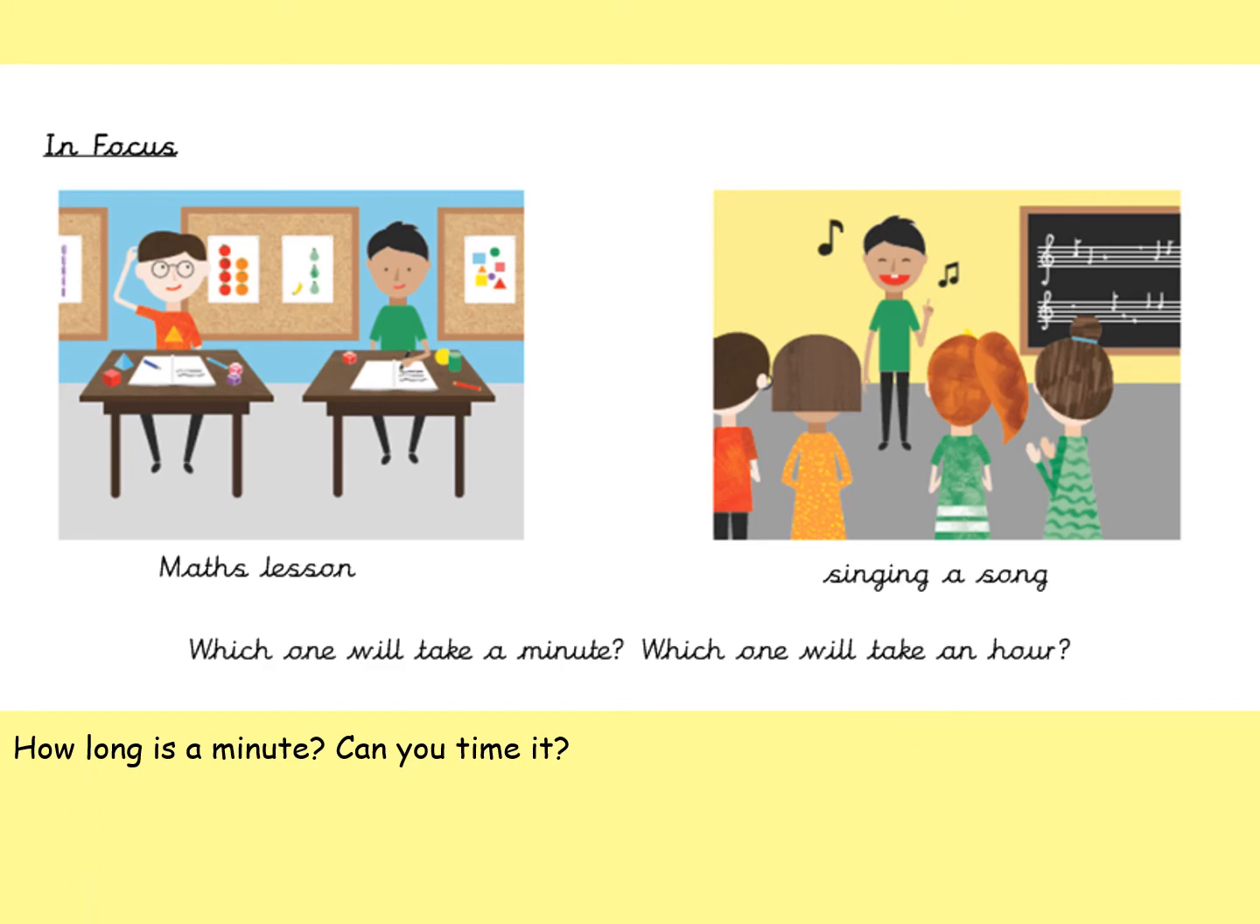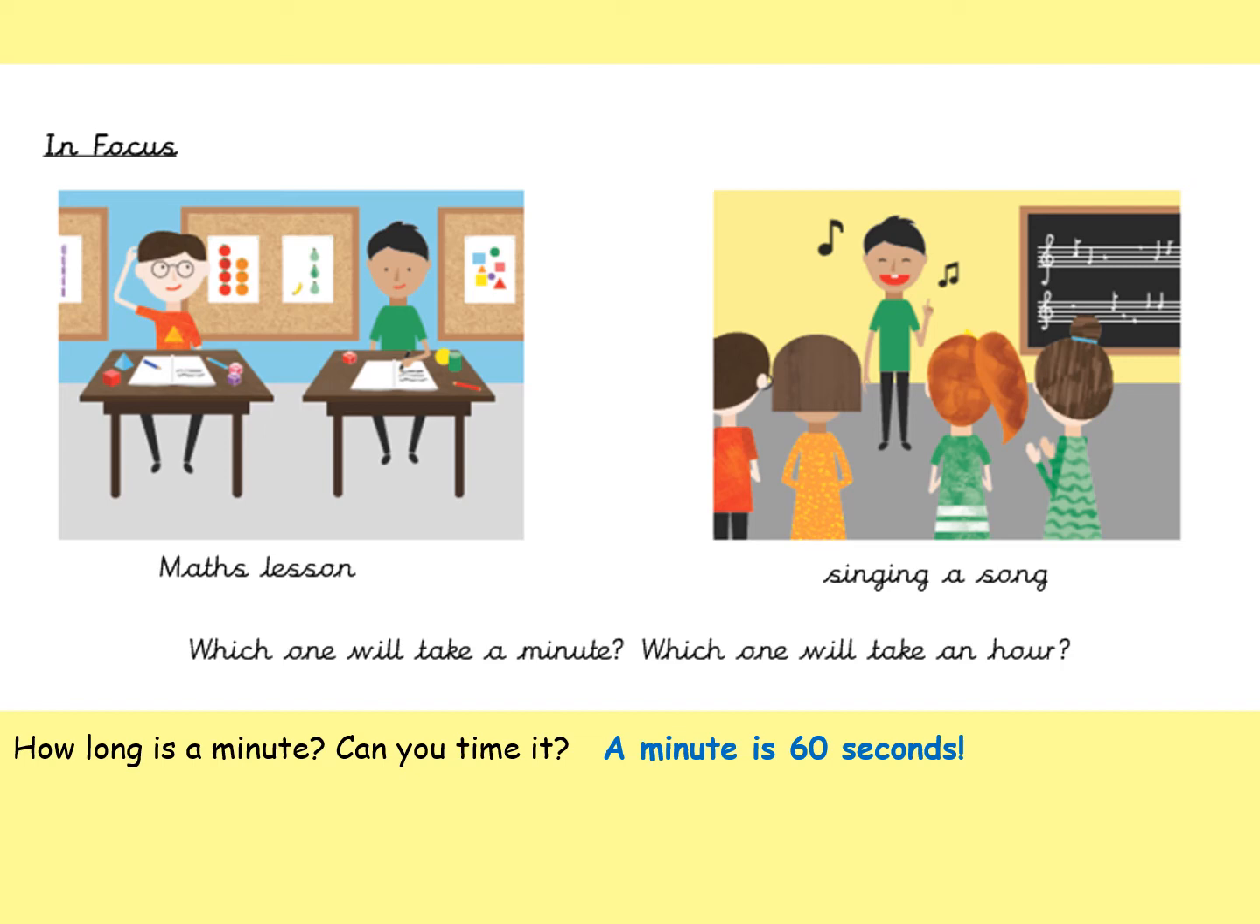I wonder if you could do that. If you're in school, ask your teacher to get a timer and you can see how long a minute is. If you're at home, see if your parents have got a timer they can use. See how long a minute is. Well, a minute, children, is 60 seconds. 60 seconds in a minute. A minute's quite a short space of time. A minute is longer than a second because there are 60 seconds in a minute.